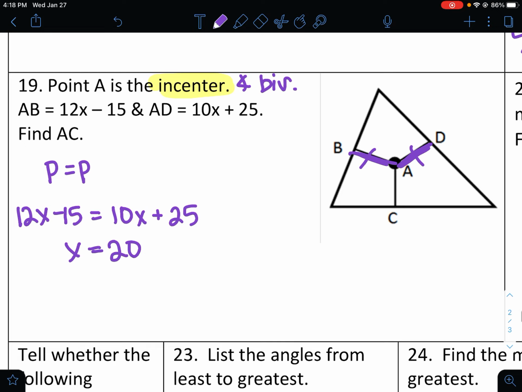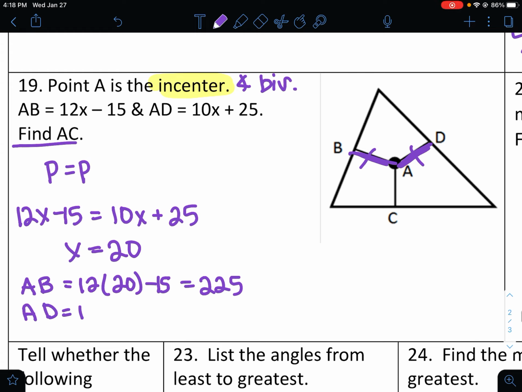Okay, so we get x equals 20. Are we done yet? Nope, it says to find AC. So we're going to plug it into AB. And that equals 225. And then we're going to plug it into AD. And that's also 225. And AC is right here, and it's also going to be congruent. So that's still going to be 225. And we're done with that.